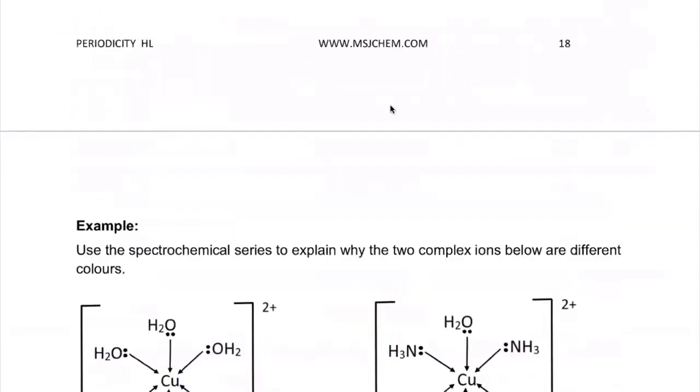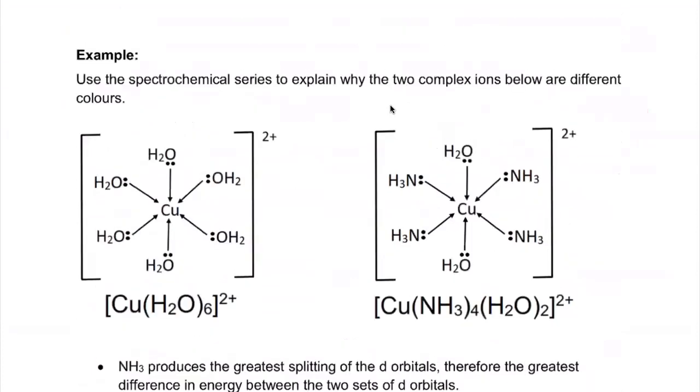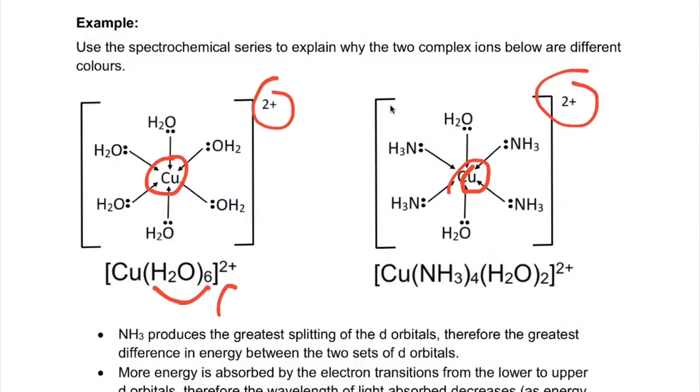And so this last one says use the spectrochemical series to explain why the two complex ions below are different colors. Because if we look, they both have copper, okay? They both have a 2+ charge, okay? And if you do the math, then the coppers are both 2+, because over here, all 6 of the ligands are water. So that means this is Cu2+.